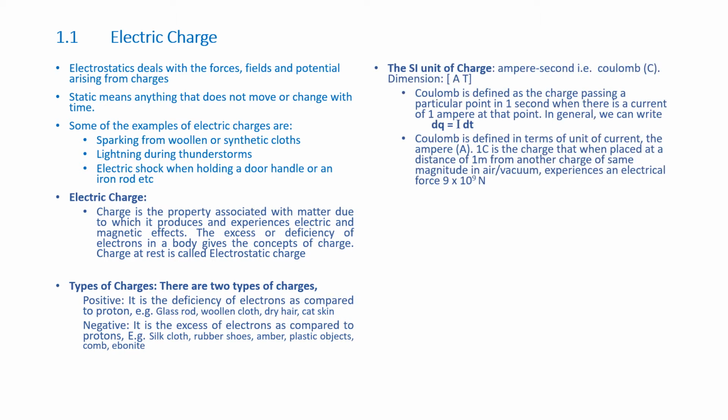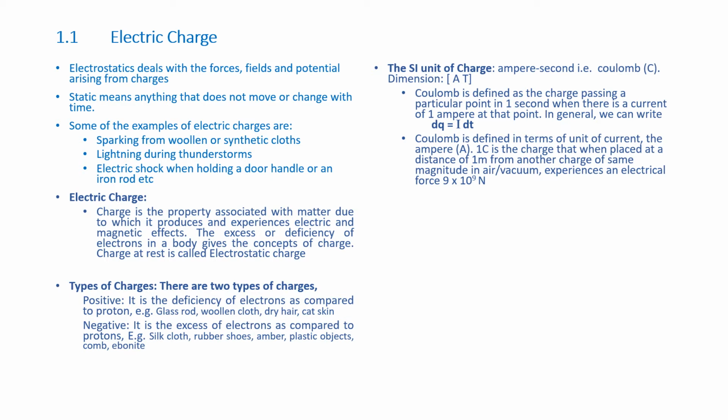The SI unit of charge is ampere second, or coulomb. Generally we use coulomb, and its dimensions are [A T]. Coulomb is defined as the charge passing a particular point in 1 second when there is a current of 1 ampere at that point. So we can write this relationship as dq = I dt, where I is the current, dt is the time and dq is the charge.